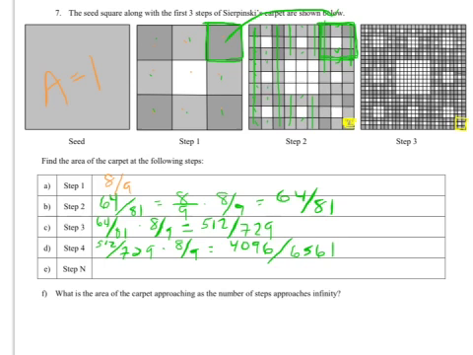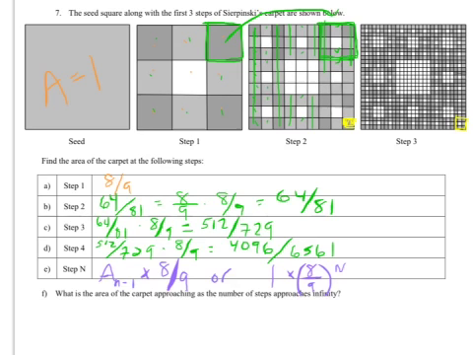So if I want the area of the carpet at step n, I could give a recursive definition where I would say, well, it's equal to the area from the previous step, a sub n minus 1, times 8/9. Or I could give an explicit formula where I could say the area at step n is equal to the area from my seed, which was 1, and then I multiply by 8/9 over and over again n times. So what is the area of the carpet approaching as the number of steps approaches infinity?